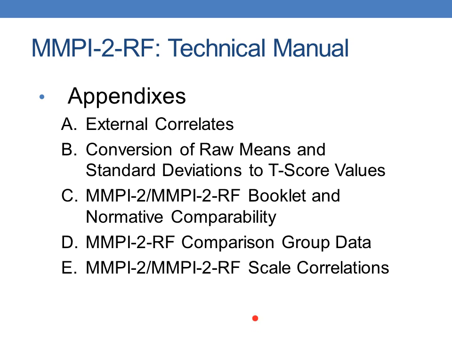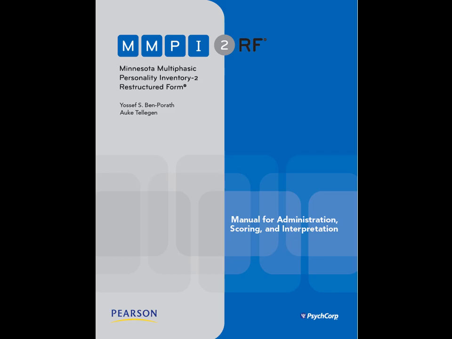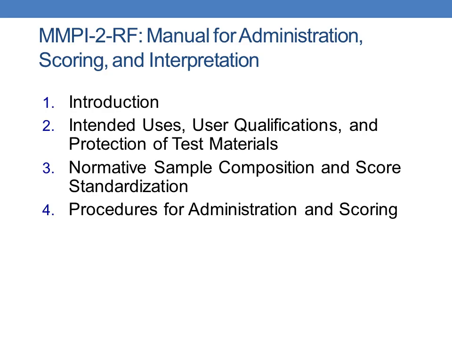What else do you have here? You have comparison group data. Okay, I just talked about that. And then correlations, again, between all the RF and MMPI-2 scales. Now, the blue manual is the administration, scoring, and interpretation manual. It's really what you're going to be using most when you conduct an MMPI-2-RF administration.